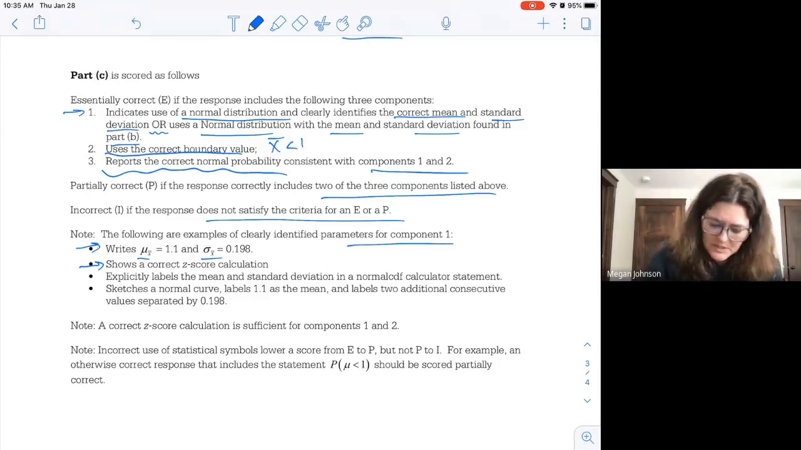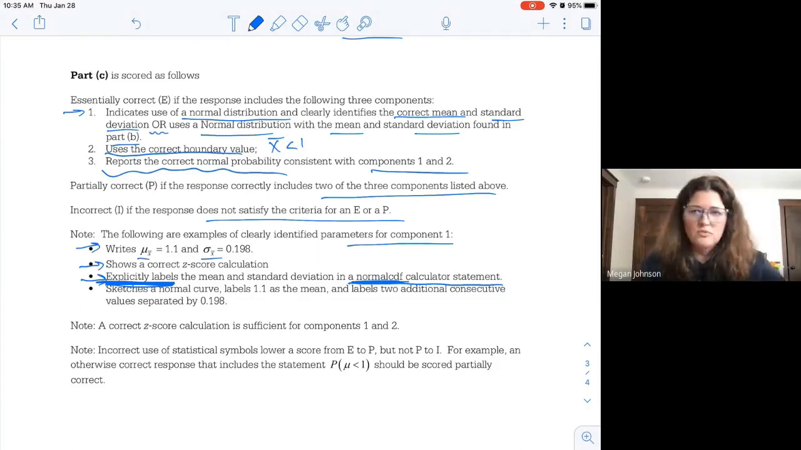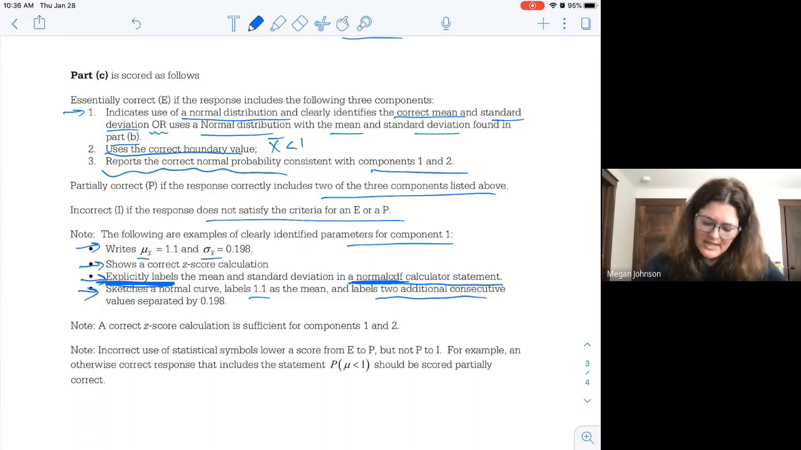Okay. Explicitly labels the mean and standard deviation in a normal CDF calculator statement. Look at that, explicitly labels. Explicitly labels in normal CDF. You can't just write the values. You have to label them. Sketches the normal curve. Labels 1.1. Labels 2 additional consecutive values.